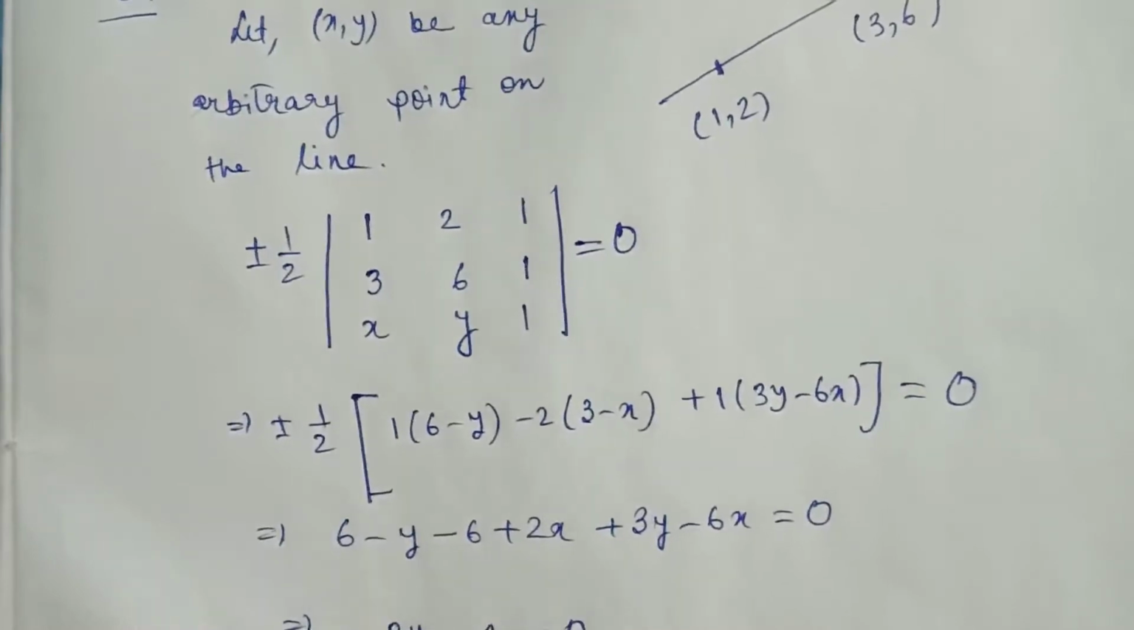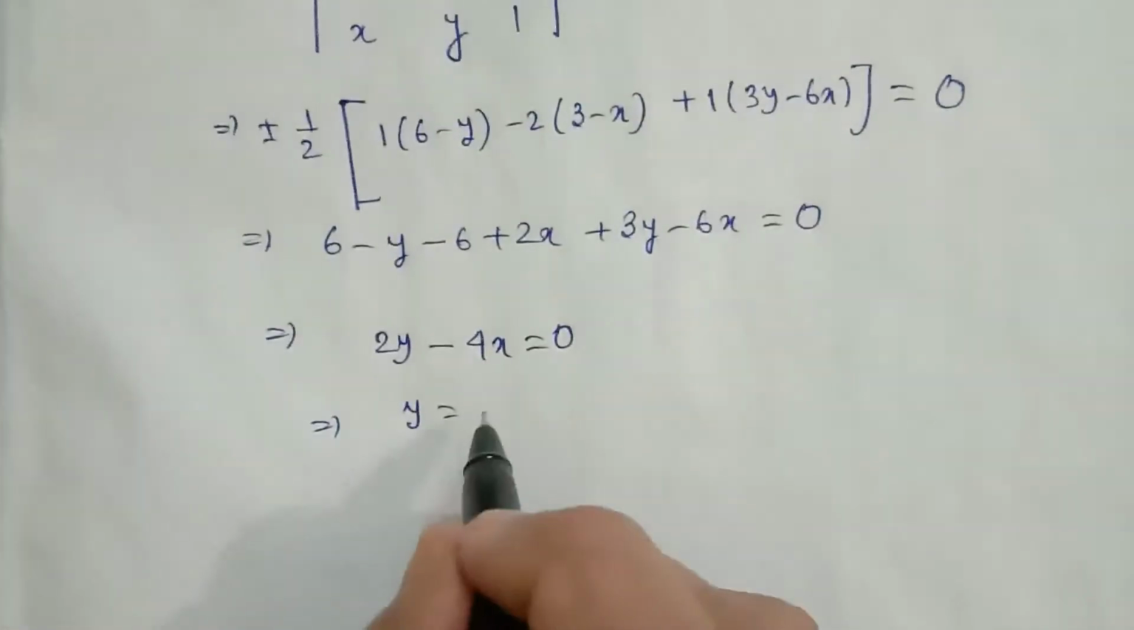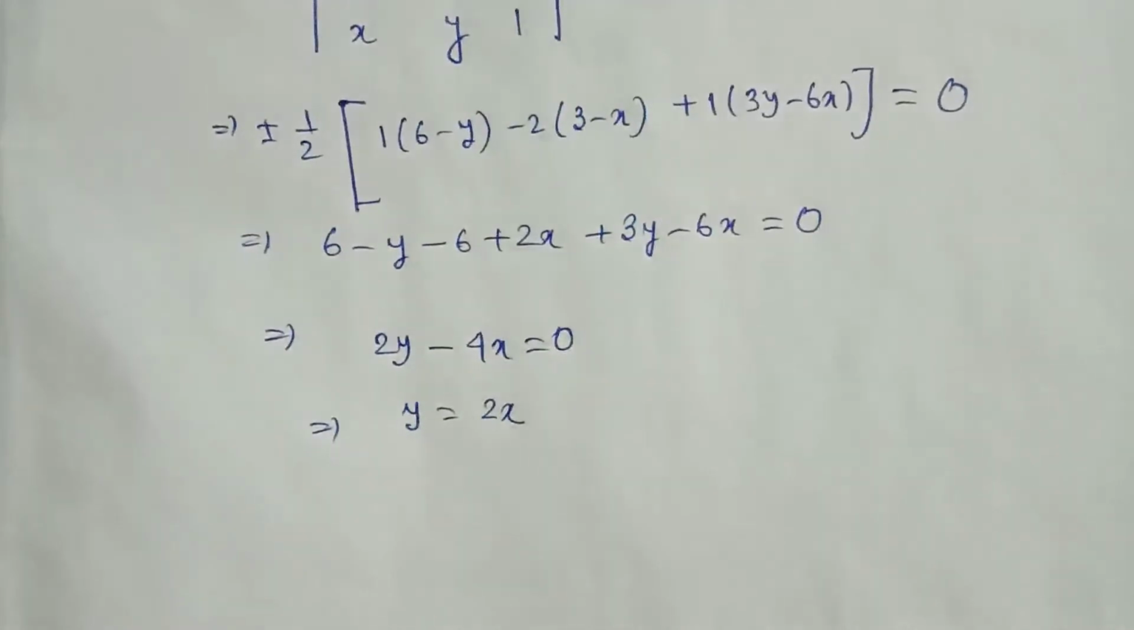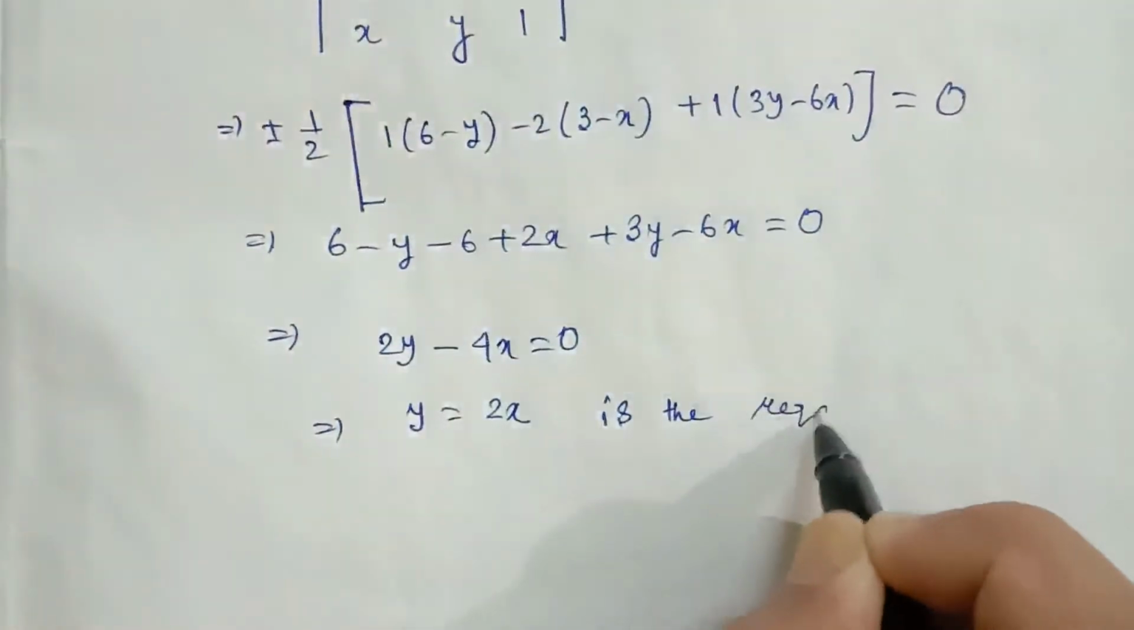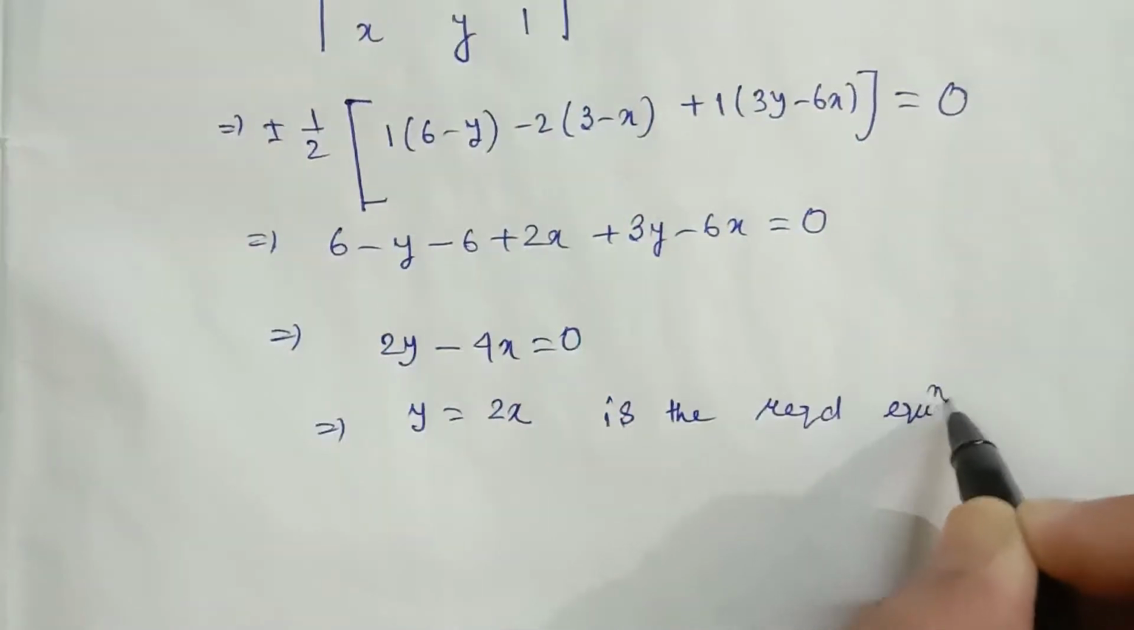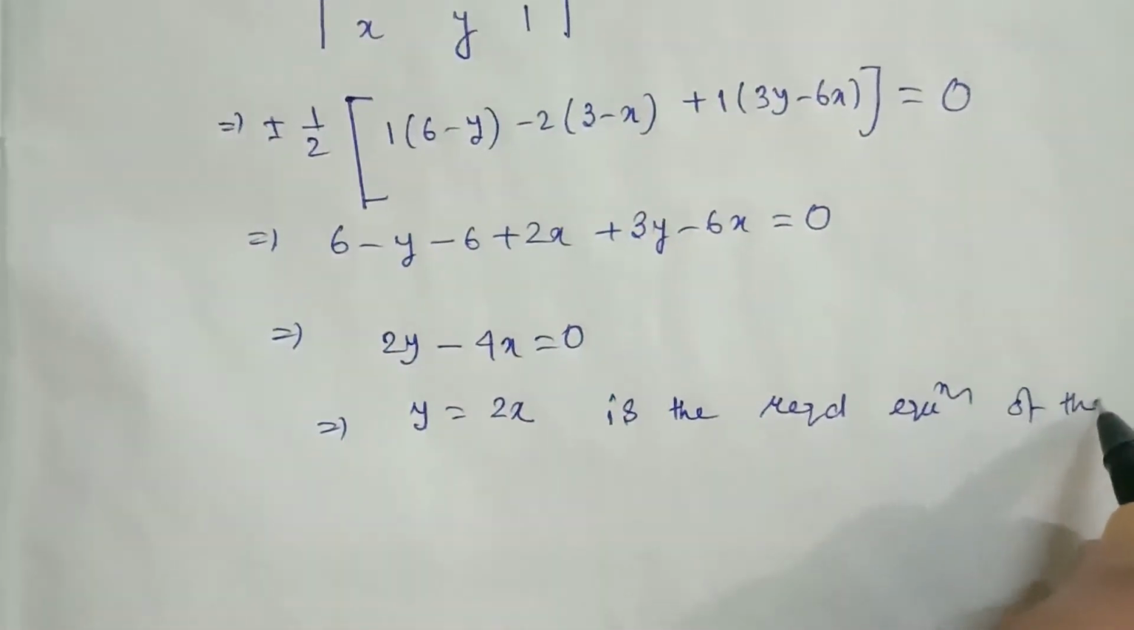So ultimately y equal to 2x is the required equation of the line.